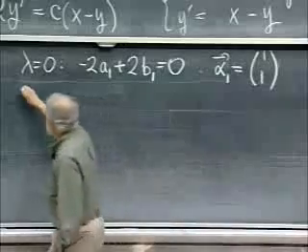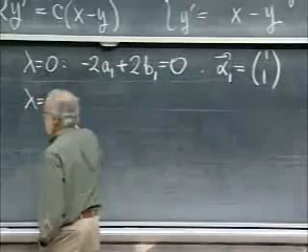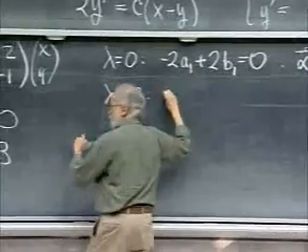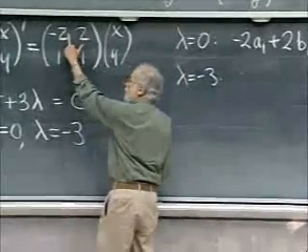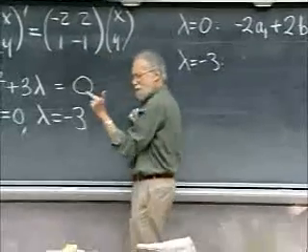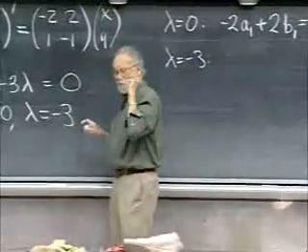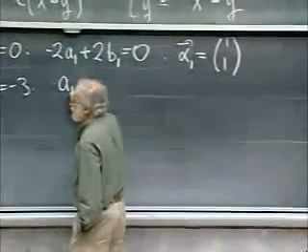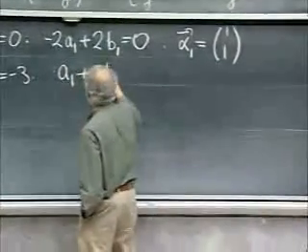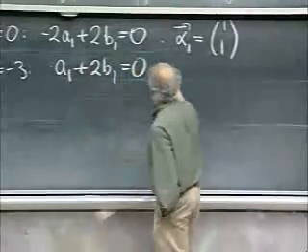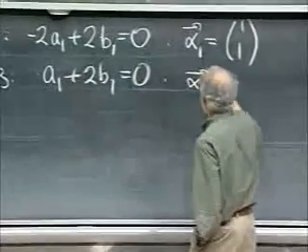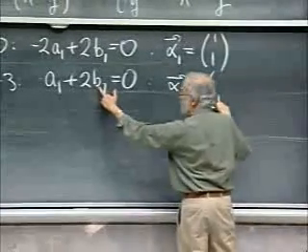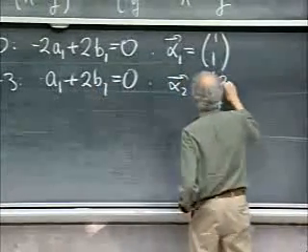And for lambda equals -3, the corresponding eigenvector this time: now I have to subtract -3 from here. So -2 minus -3 makes 1. So that's a1 plus 2b1 equals 0. A logical choice for the second eigenvector would be to make b1 equal to 1, let's say, and then a1 will be -2.